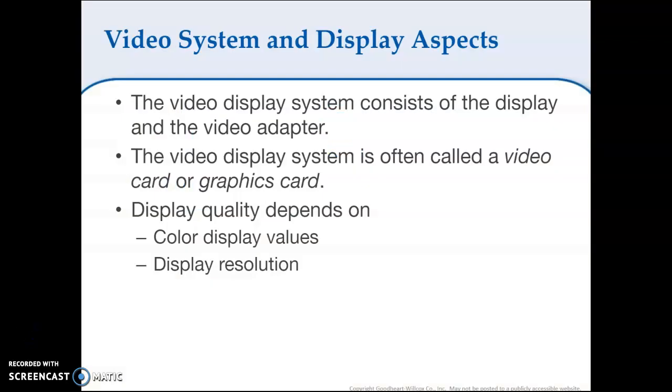Now, video systems and display aspects, similar pieces of the video system and the ability to display graphics and pictures as well as video. The video display system consists of a display and a video adapter. This is what allows the computer to project images onto a monitor screen. The video display system is often called a video card or a graphics card. Those are within the tower or inside of a laptop, plugged into the motherboard. Display quality always depends on the color display values and the display resolution that the monitor is capable of.